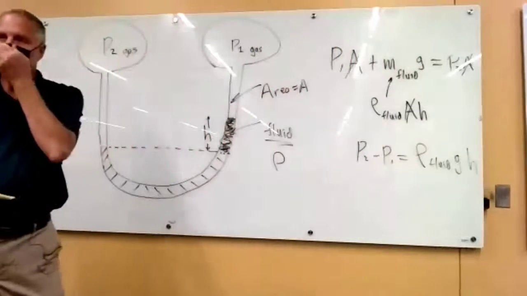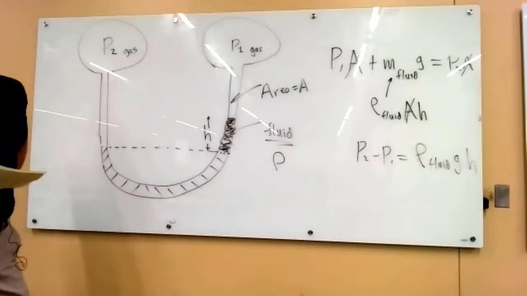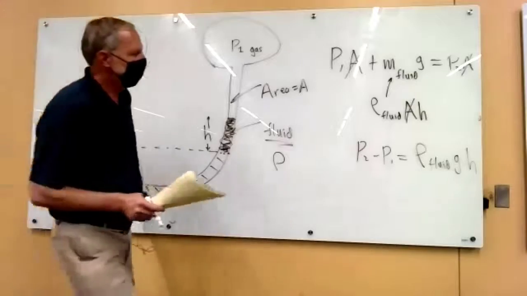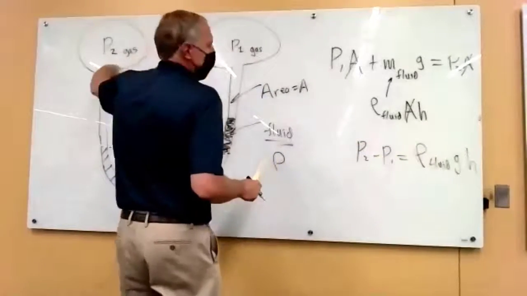People say this is the manometer equation. It's difference in pressure is rho GH. Make sure that when you do the rho here, you do the rho of the fluid, not of either of the gases.